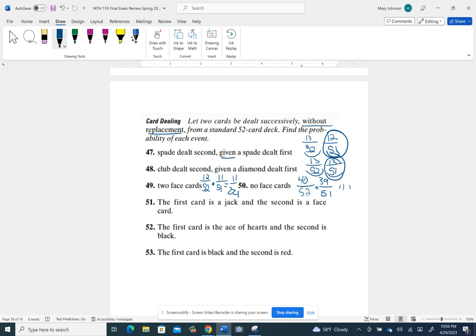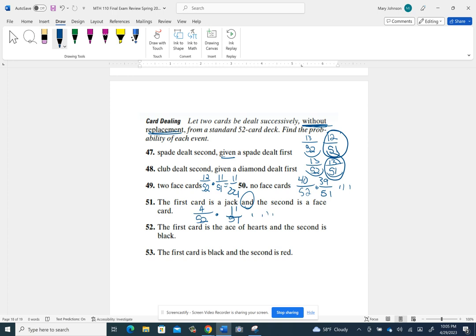All right, first card is a jack and the second is a face card. First card being a jack would be 4 out of 52. Now, you assume a jack has been selected. You're not replacing still, right? All of these are without replacement. So there's only 51 cards left. And if you picked a jack, that means there are not 12 face cards left. There's only 11. And then you'd simplify.